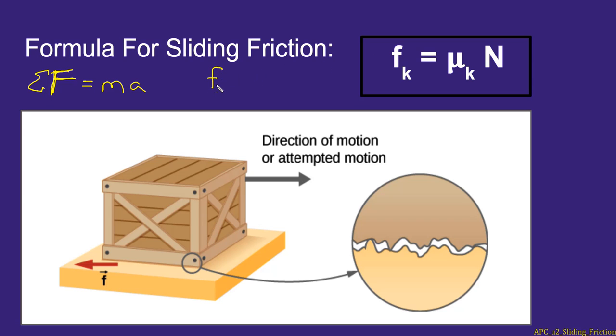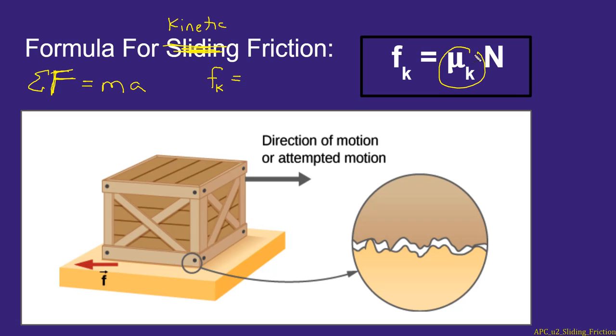And in class, we're going to learn about static friction. So we're going to say k for kinetic. Some books will say sliding friction, but it's probably better that you say kinetic to not be confused with static friction. You need a subscript because there are two types of friction.